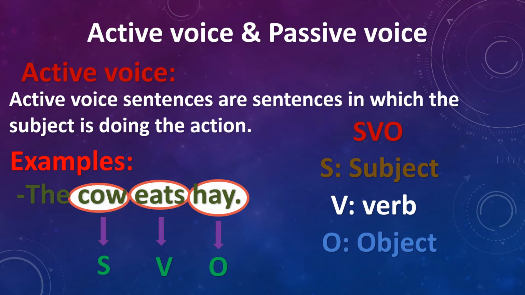Why? Because we know the subject, which is the cow, and we have the verb, the action, and we have the object, SVO. We know the subject. After the subject comes the verb, comes the action, and after that comes the object which receives the action. Now let's see another example.